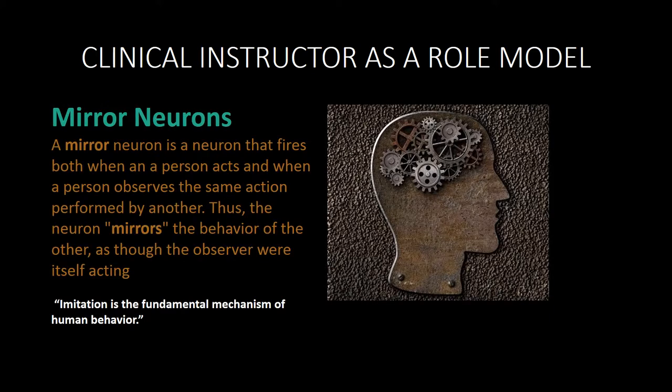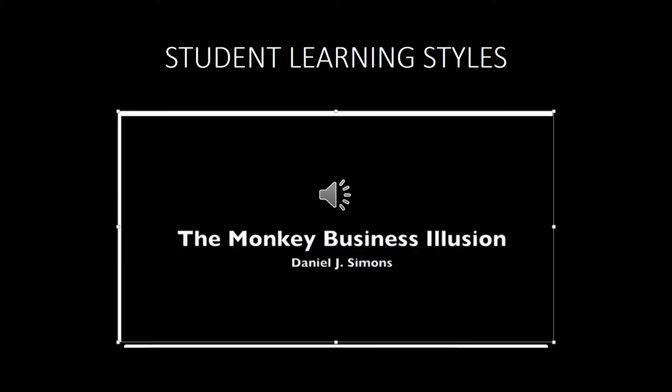So now let's take a look at a more or less definition of mirror neurons. A mirror neuron is a neuron that fires both when a person acts and when a person observes the same action performed by another person. Thus, the neuron mirrors the behavior of the other, as though the observer were itself acting. And then from another part of the paper, it says, imitation is the fundamental mechanism of human behavior. So, what does this mean? Well, we've all heard the expression, monkey see, monkey do, but you know, it's actually really true. Students will pick up on and mimic the behaviors they see in the clinical setting. So again, I simply can't overstate the importance of your role as a role model for students.